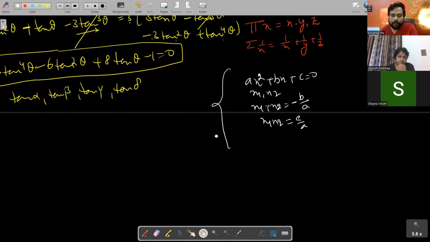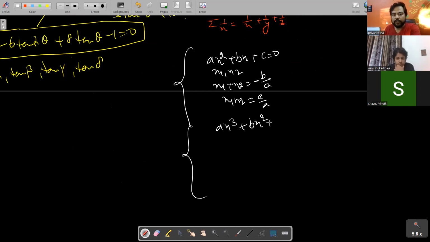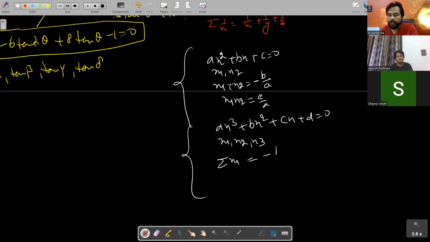Suppose the polynomial is cubic, like ax cube plus bx square plus cx plus d equal to 0. It will have 3 roots. So the sum of the roots taken one at a time is minus b by a. The sum of the roots taken two at a time, meaning x1 x2 plus x2 x3 plus x3 x1, will be c by a. This is the trend of plus, minus, plus. And then in the end, the product of the roots would be minus d by a.